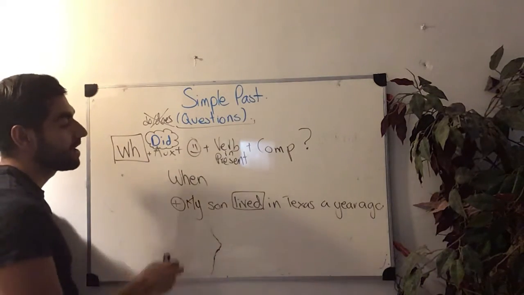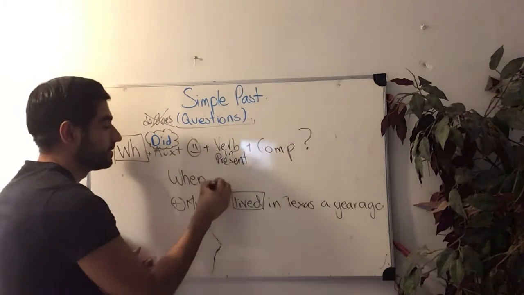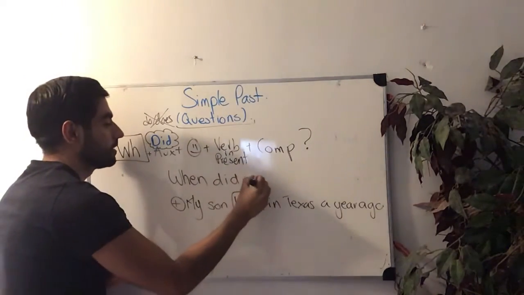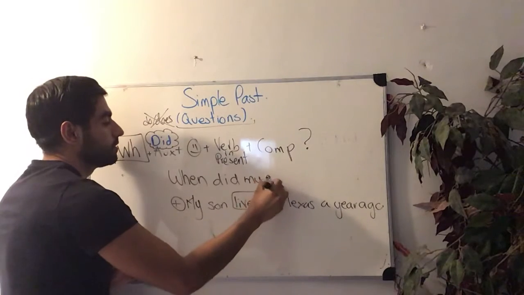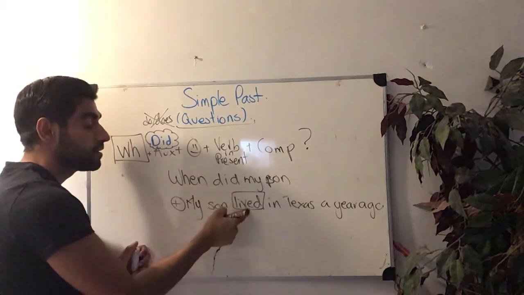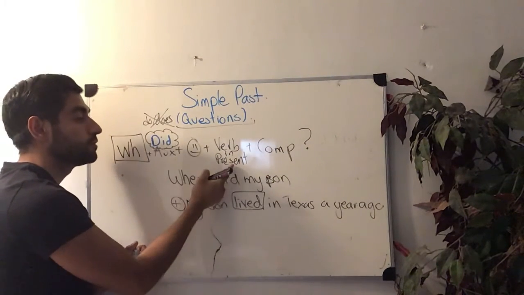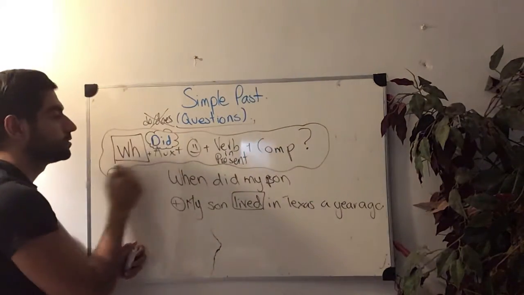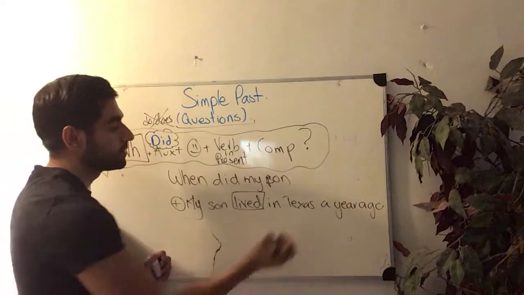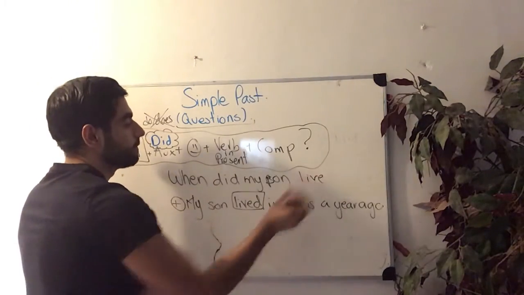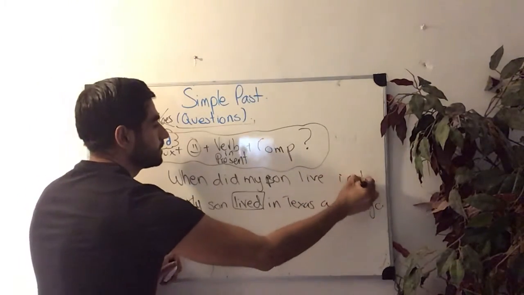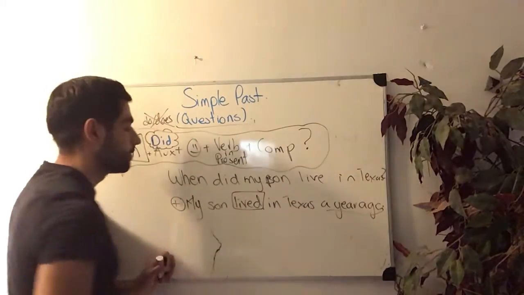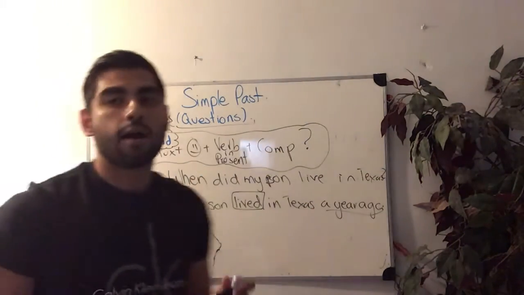So in this case, we have when did who? My son, es la persona. When did my son? And over here, the verb is in past. I have to use the verb in present, remembering. Questions in past, we always use verb in present. So when did my son live in Texas? Like that. And the answer will be a year ago. Y la respuesta sería hace un año.